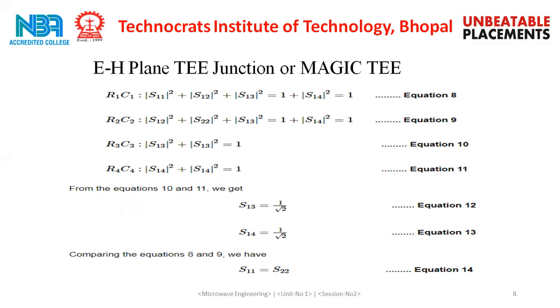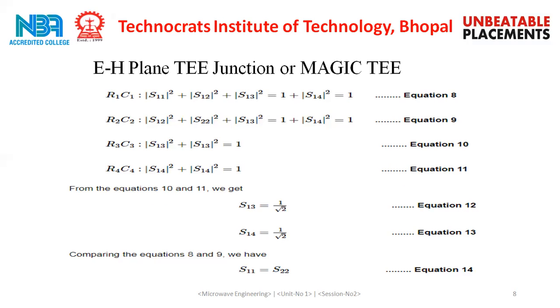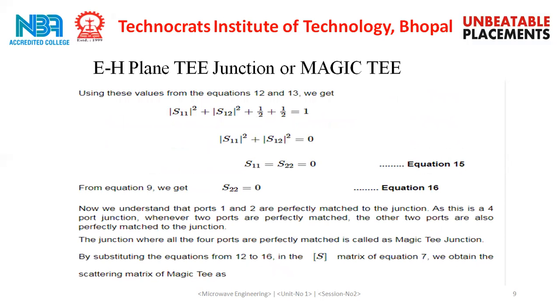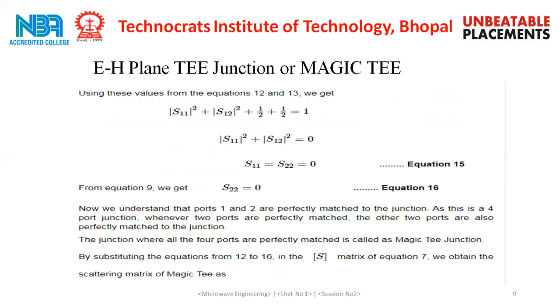Now, if we compare equation 8 and 9, see students, we can directly say that S11 is equal to S22. Now, if S11 and S22 are equal and S13 and S14 are having value 1 by root 2, 1 by root 2, so from equation number 8, we'll write |S11|² only, in place of S12 we'll write |S12|² only, in place of S13 we'll write 1 by root 2, in place of S14 we'll write 1 by root 2.